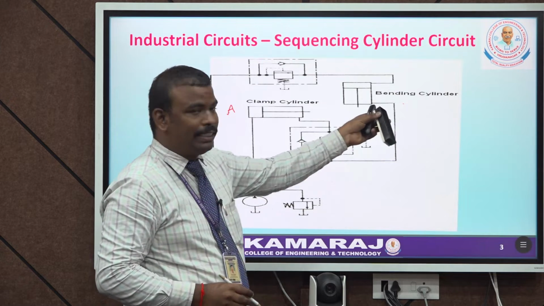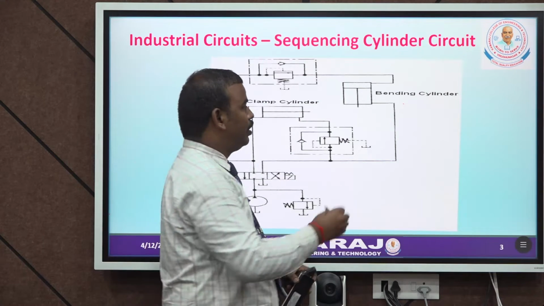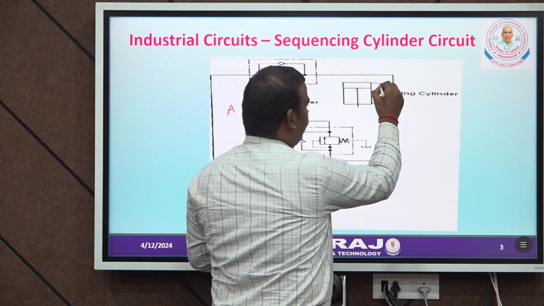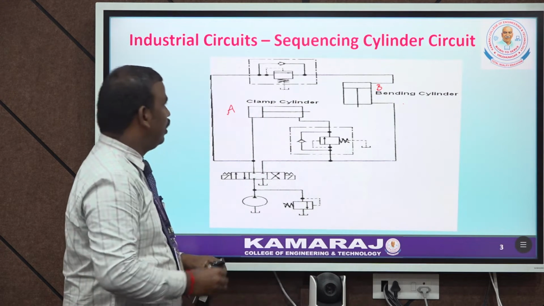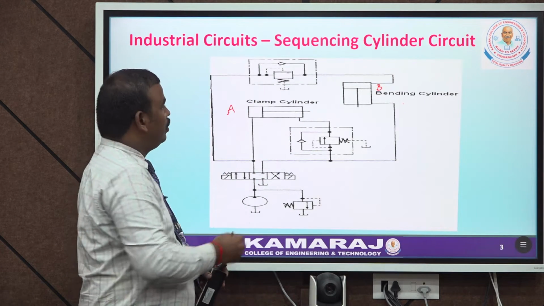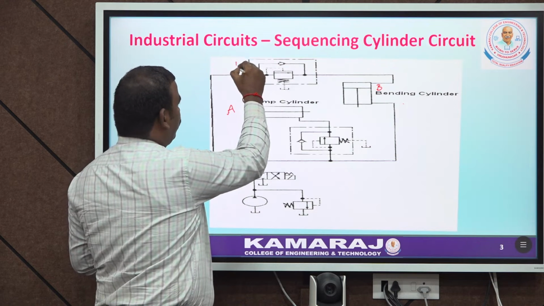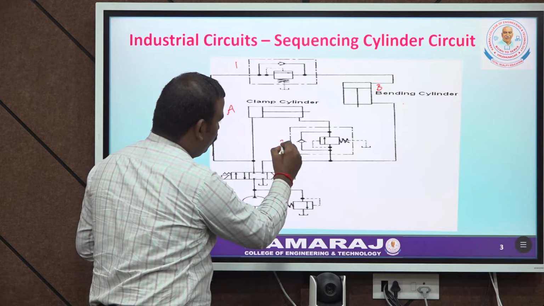Then the second cylinder is called the bending cylinder. We call it the B cylinder. Then this is a sequence valve symbol. This is sequence valve 1. This is sequence valve 2.